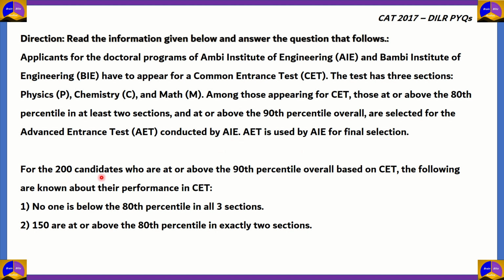For the 200 candidates who are at or above the 90th percentile overall based on CET, the following are known about their performance in CET. Statement number 1, no one is below the 80th percentile in all 3 sections. Number 2, 150 are at or above the 80th percentile in exactly 2 sections. The number 150 represents candidates.